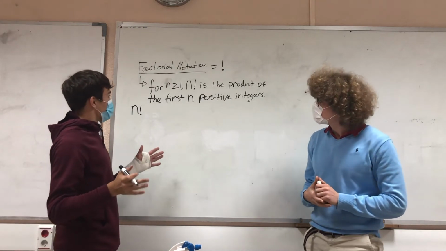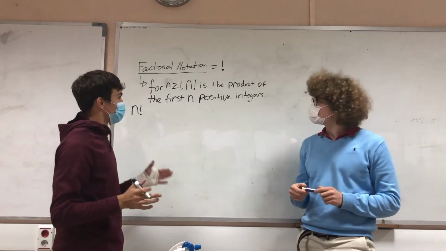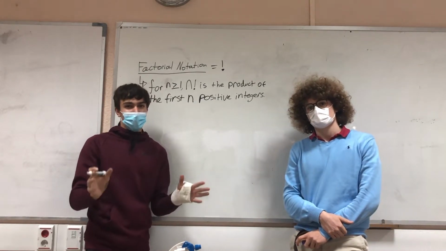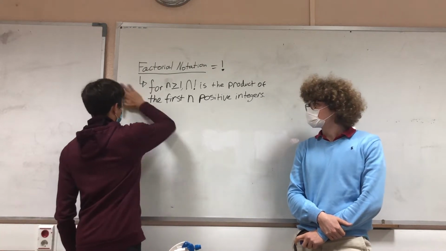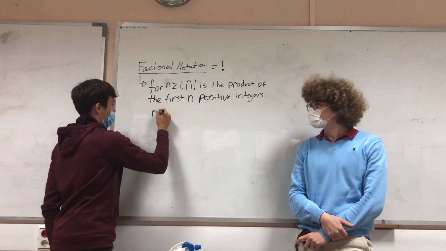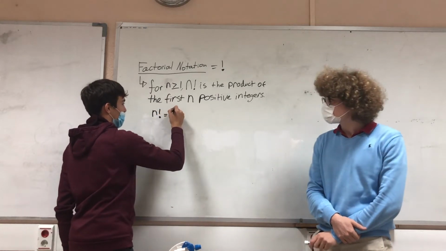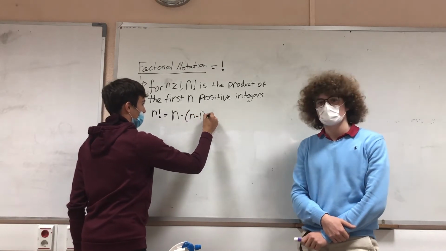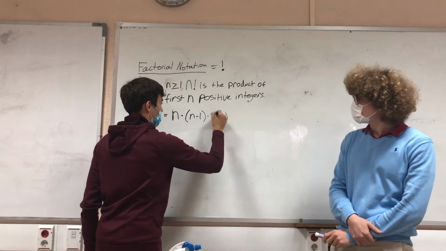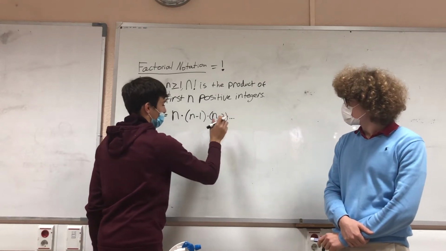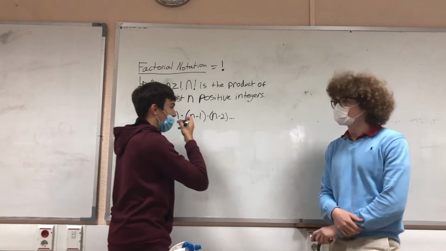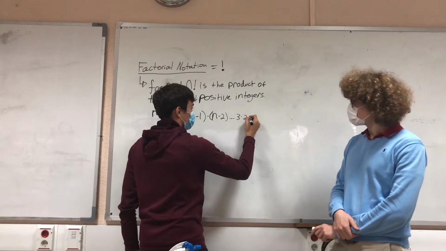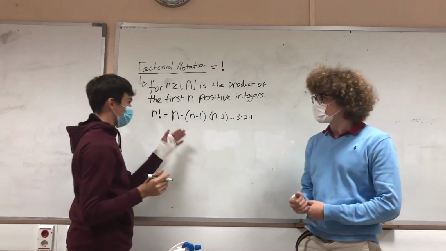For n, all integers greater than 1, n factorial is the product of the first n positive integers. That might sound weird, but let me make it a little less confusing. Let's express n factorial as this: n factorial is equal to n times n minus 1 times n minus 2, and so on and so forth, minus 3, minus 4, minus 5, minus 6, and so on, until you eventually reach 3 times 2 times 1. And that's how we express factorial.